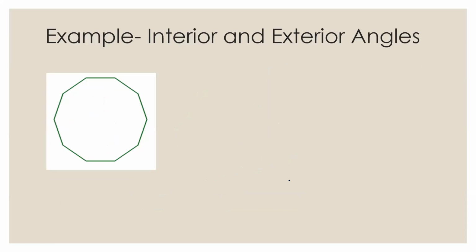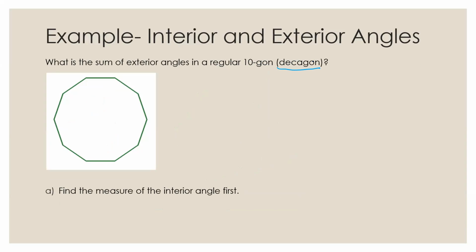Now we're going to look at what the relationship is between interior and exterior angles more specifically, with an example. What is the sum of exterior angles in a regular 10-gon, or decagon? How do we find the sum of exterior angles? There are three main parts to this question. The first part is that you need to find the measure of the interior angle. And we should know how to do this based on the first lesson, where we talked about how to find the sum of interior angles.